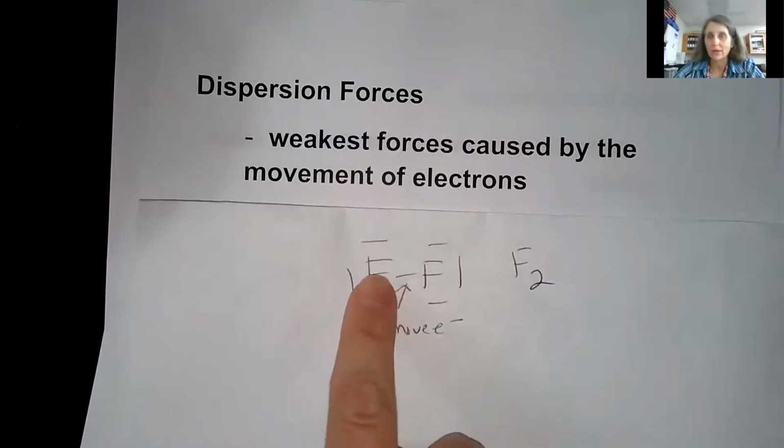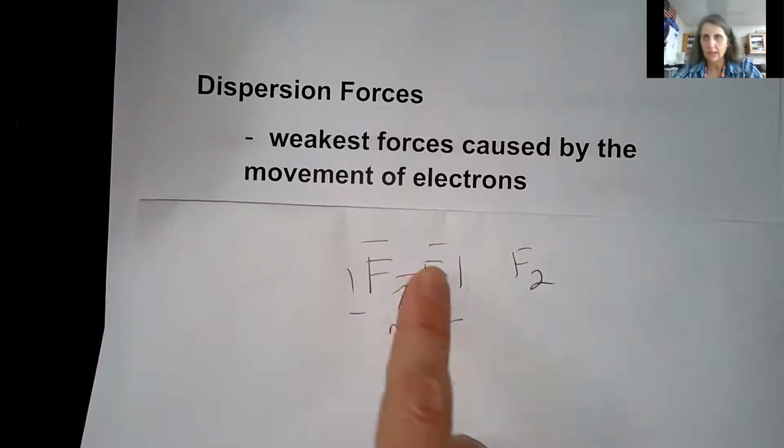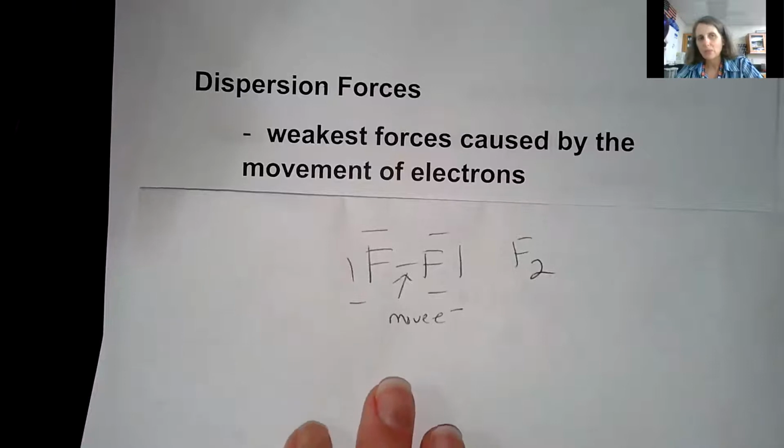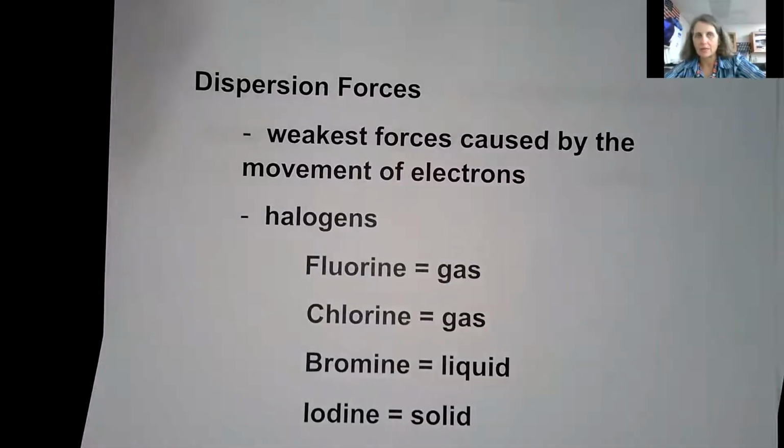Maybe the electrons are both on one side versus the other side of the bond, which causes what we call a temporary positive and negative end. And so there are some attractive forces that keep them together. The way to explain dispersion forces is as follows.